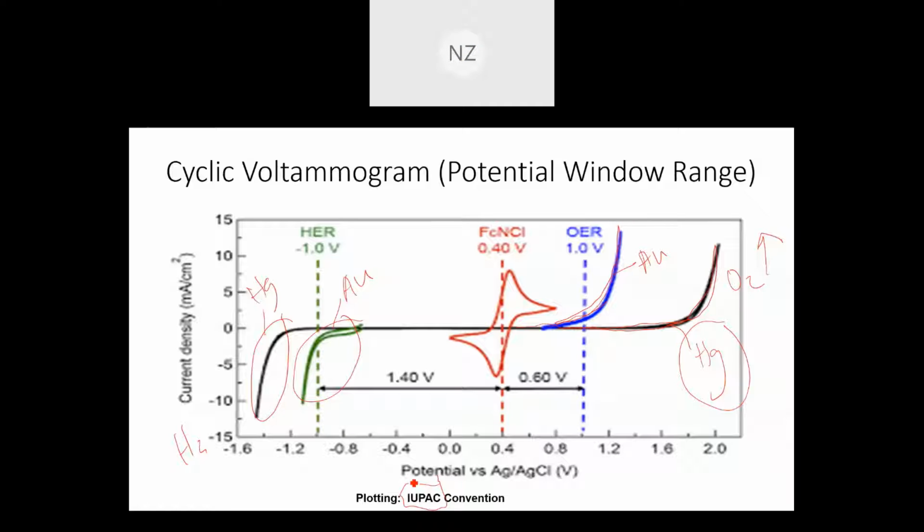Okay, the plotting convention for each voltammogram. For example, you can see here, positive direction. So if you see, any question?